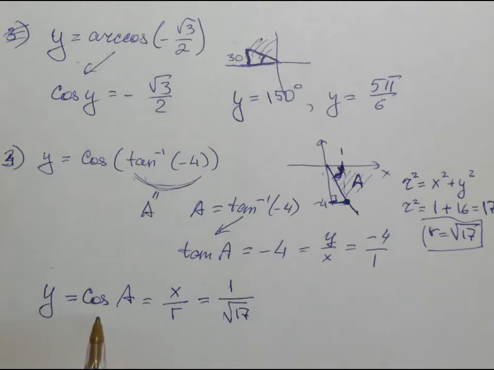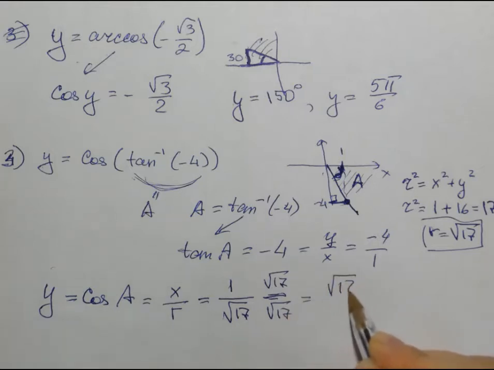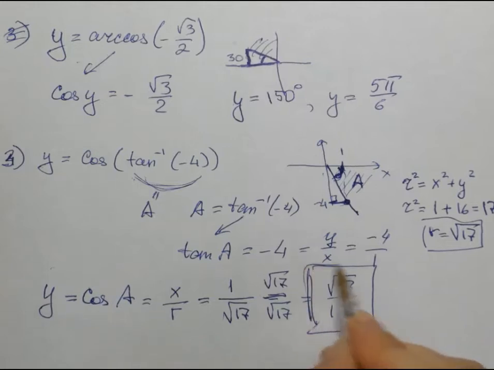And r, we have just found, is square root of 17. So cosine of A is 1 over square root of 17, or let us rationalize the denominator. We multiply numerator and denominator by square root of 17, and we get square root of 17 over 17. So this is the cosine that we wanted to find.